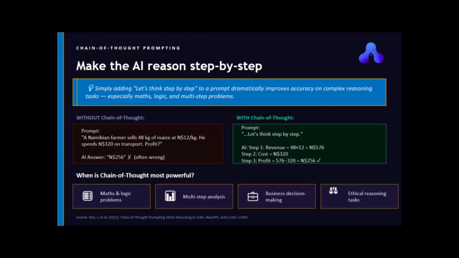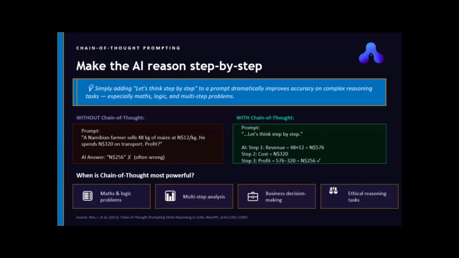So without a chain of thought, they've given us a scenario here. If you use an LLM and you prompt, for example, a Namibian farmer sells 48 kg of maize at $12 per kg. He spends $3,200 on transport, and then ask it for profit. It will calculate it differently. It might multiply this. It might not even follow BODMAS, which is the law in mathematics when it comes to calculation, which is basically brackets or division and all sorts of things.